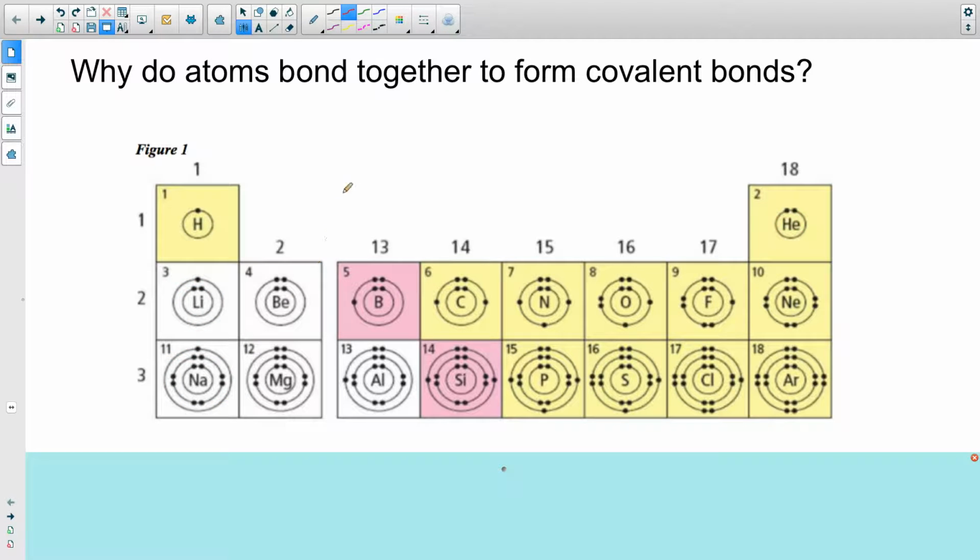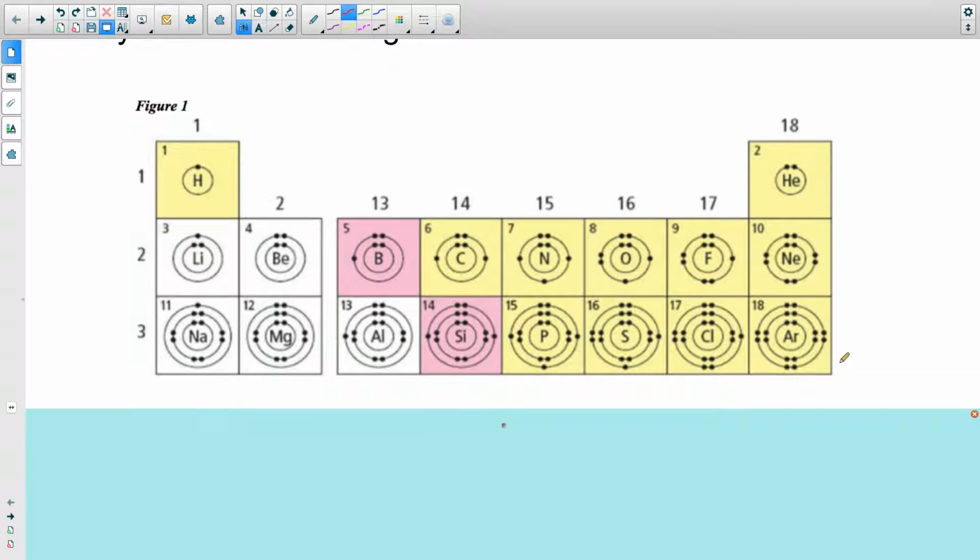So to go back to what I just said, you may recall that atoms are the happiest when they have a full valence shell. And when we look at these first 18 elements, only those in group 18 here have full valence shells. So these are the happiest atoms.